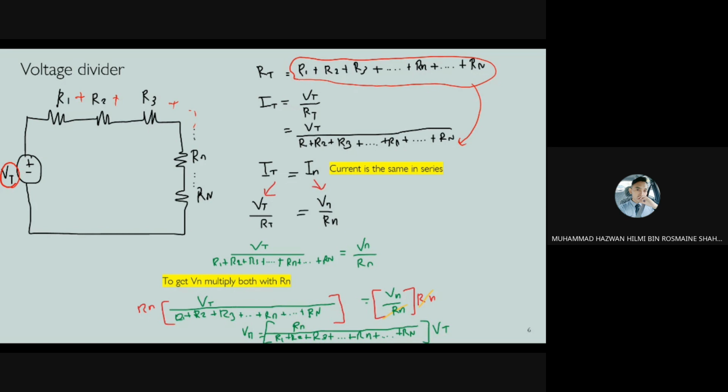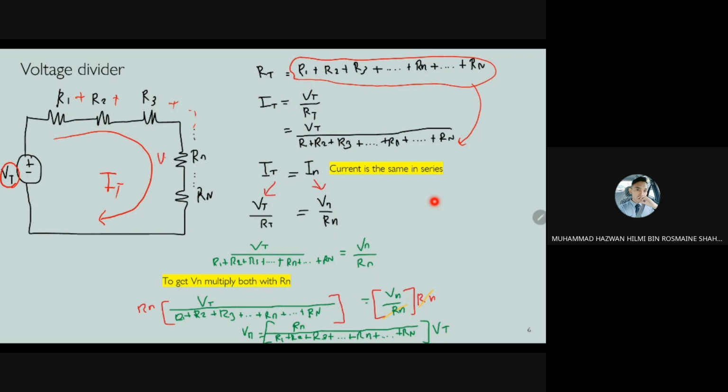So I total, which is I total over here, equals In. Current is the same in series. Until infinite, the current is still the same. So VT over RT for the IT, I total equals voltage total over R total. In equals voltage across Rn over Rn.